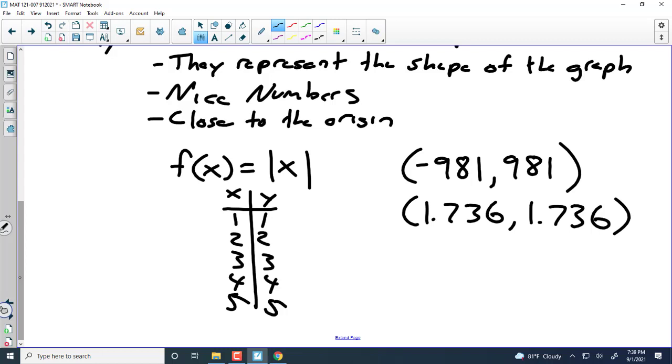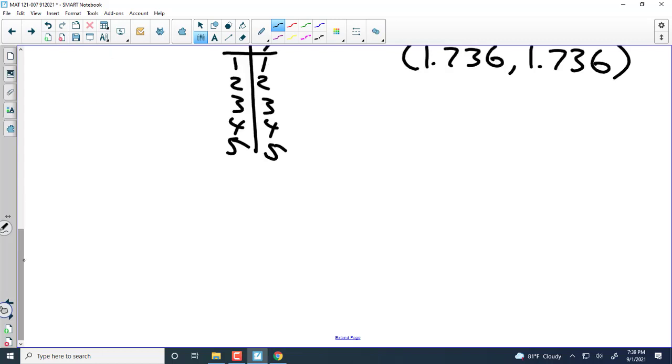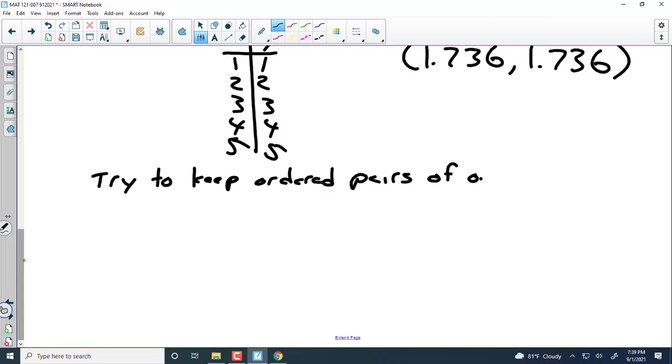All right. The other thing that will really help you keep your work organized when you do this type of problem is to try to keep the ordered pairs of the originals left to right. Now, if you do a reflection, it will obviously mess with your ordered pairs, but you try to keep the originals left to right.